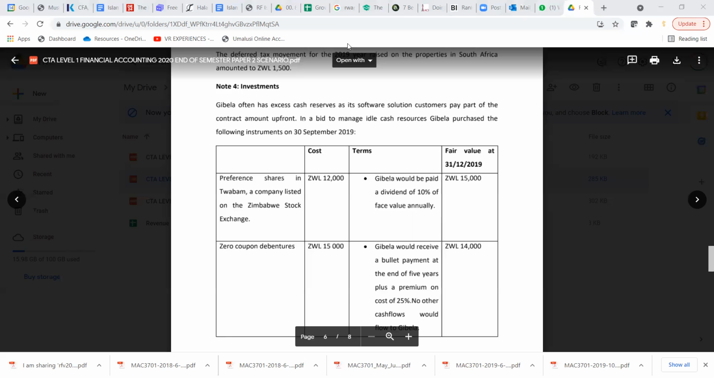And then we have zero coupon debentures. So what you must know, when you invest into shares, it will most likely either be fair value through OCI or fair value through P&L. Okay. So remember, the thinking is as follows.